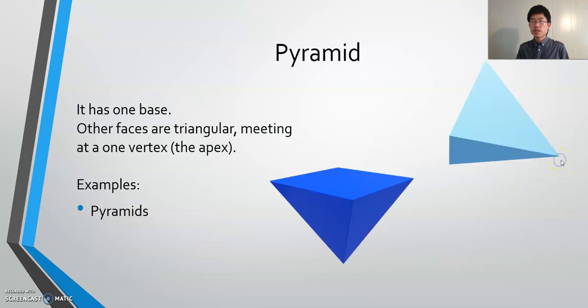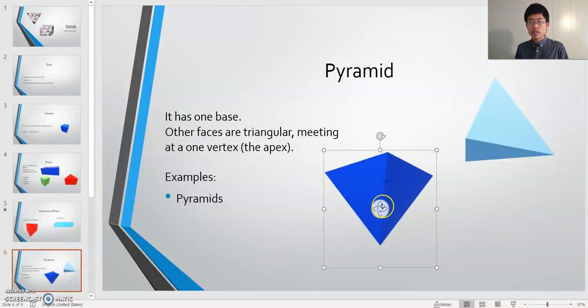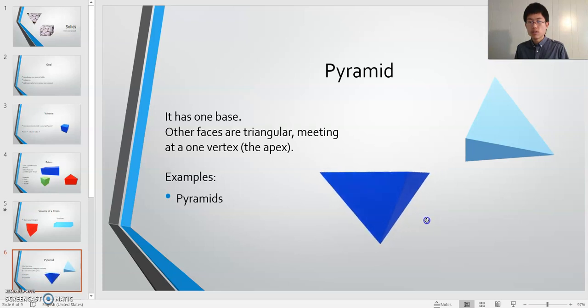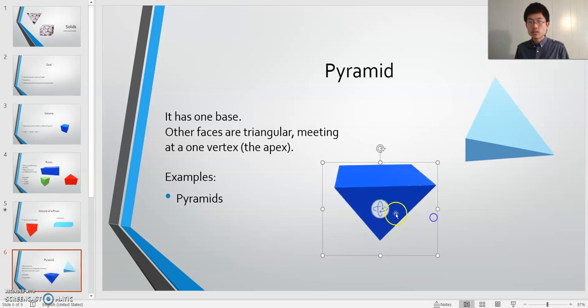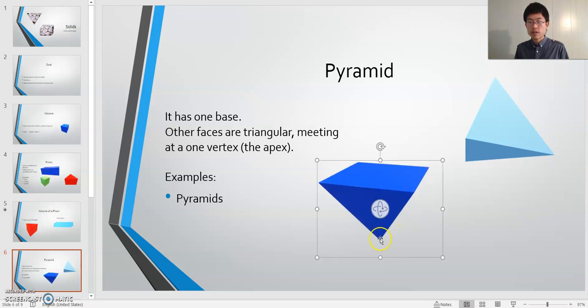Right, so that's the prism, and the next one is the pyramid. It has one base, not two, and other faces are triangular, meeting at one vertex called the apex. So let's look at this dark blue one. Its base is a rectangle. It looks square, but I'm just gonna say it's a rectangle, and it's a rectangular pyramid. Let me exit out and rotate it, and you can see that all other faces are triangles and they meet at this point right here, this vertex. It's called the apex. Let's look at this one, the light blue one.